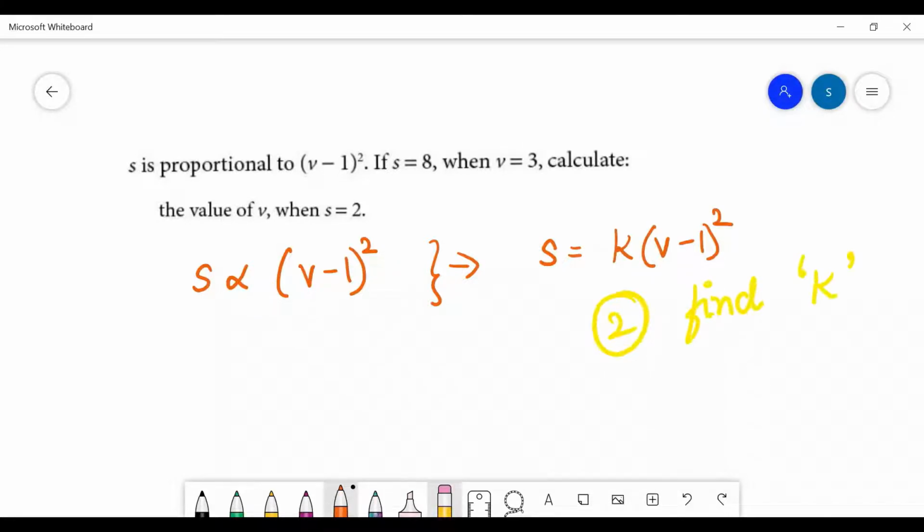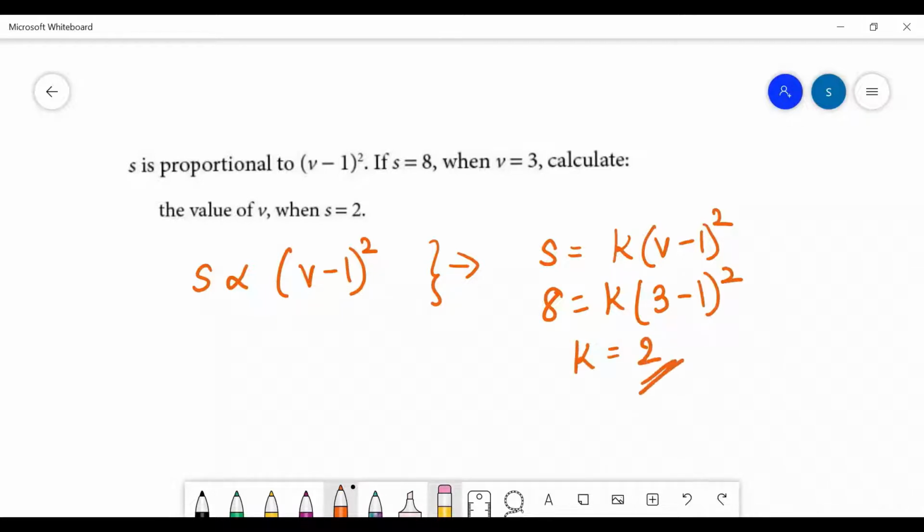Step 2 is find out the value of K. How do you do that? Use the values of S and V given in the question. So that is 8 equal to K into (3 minus 1) whole square, which means K equal to 2. So that's step 2. Step 3 is use this value of K equal to 2 to solve the sum.